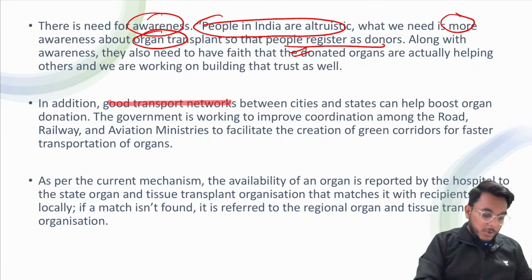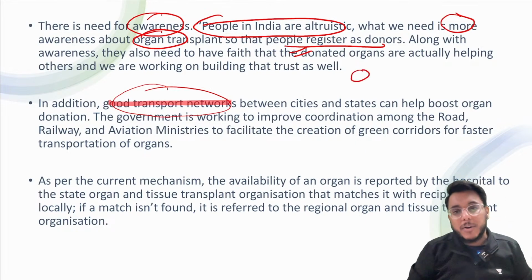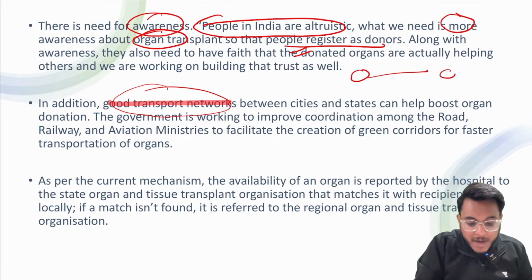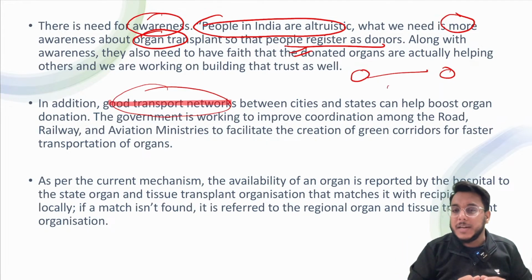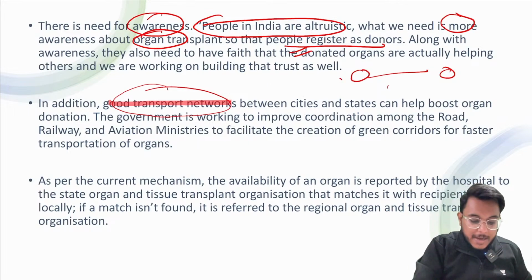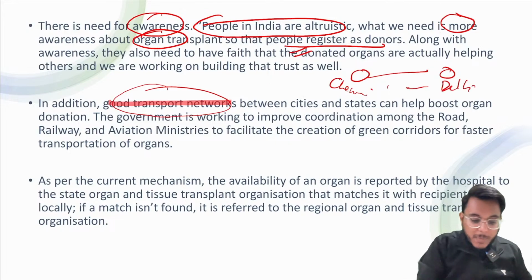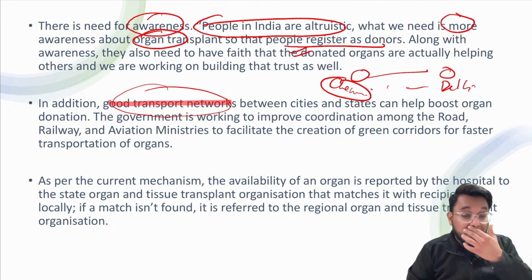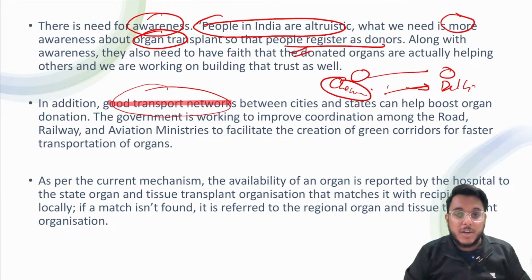After that, we also need to have a good transportation network. The point where the organ is harvested and the point where the organ is needed might be separated by hundreds of kilometers. For example, the organ is harvested in Chennai, and the organ is, let's say, needed in Delhi. Now this particular organ's shelf life will be very short. So to transport that, we need a seamless transportation network.